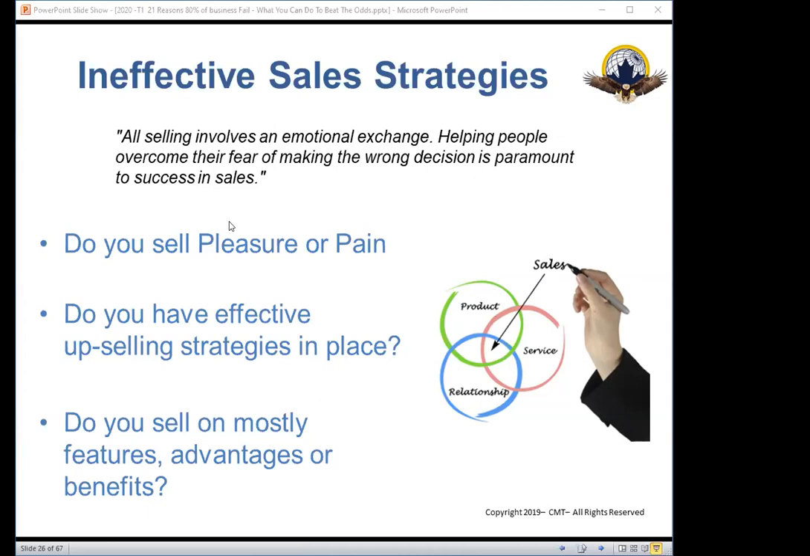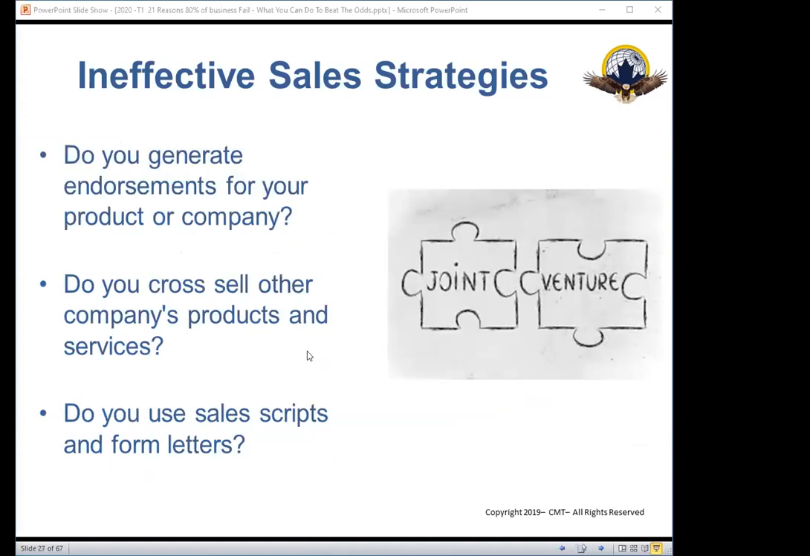We recommend that you sell on benefits. Features tell, advantages do sell, benefits, they're the ones that really convert. That's what shows the value. And we can work that out for your business as well.